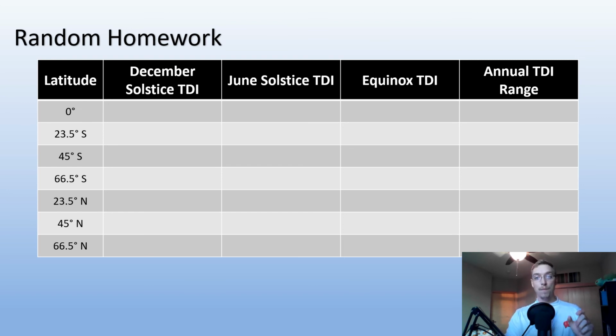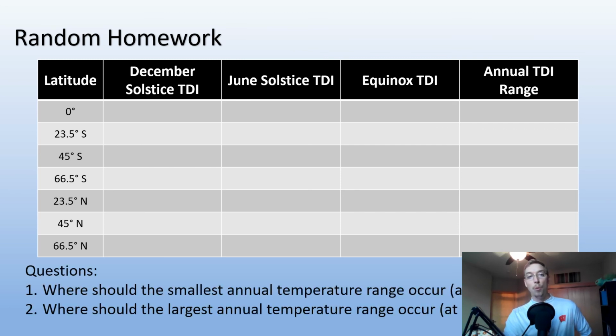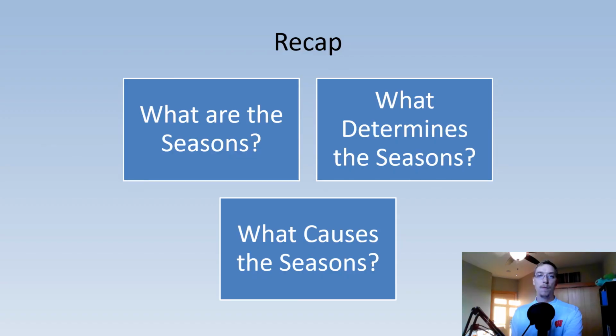So use our lectures, use the notes that you've gained from these lectures to be able to calculate these different rates using the equation we just talked about and those angles of declination, etc. Then you're going to answer 2 questions with this. First off, where should the smallest annual temperature range occur? At which latitude that we've looked at here? And then where should the largest annual temperature range occur? At which latitude? You'll be submitting that on Canvas.